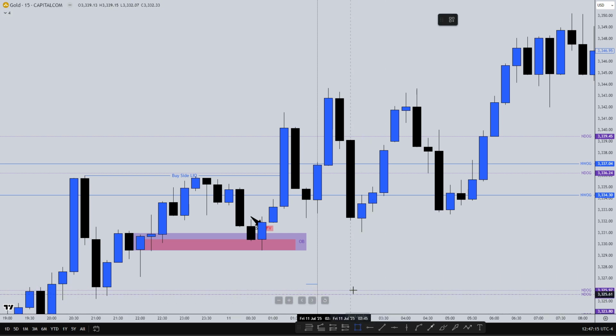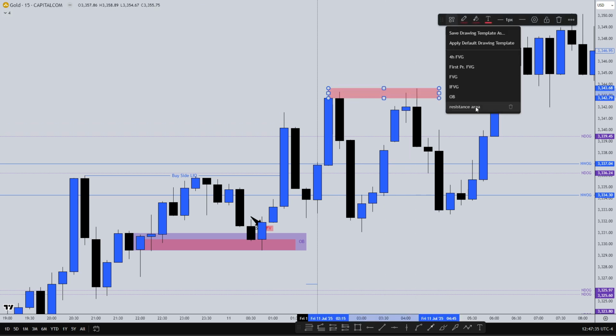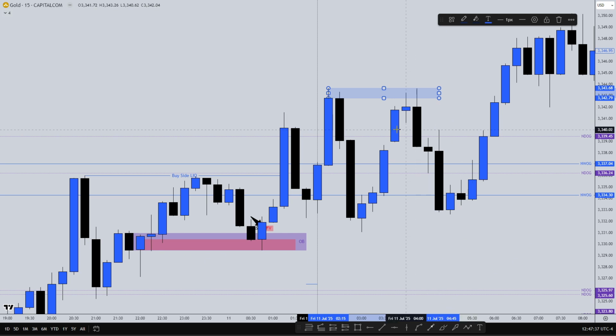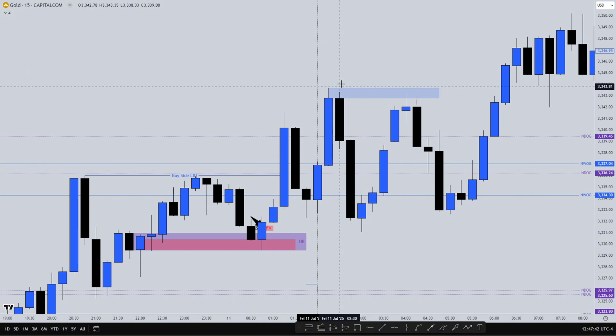So, to identify the support or resistance areas, I look for a candle that did a wick. The first candle that did the wick, I would take this wick as a resistance area. But what if this candle closed above this wick? Then I would take this candle's wick.